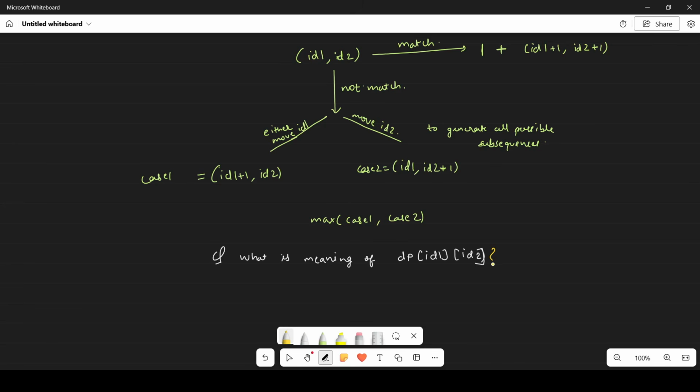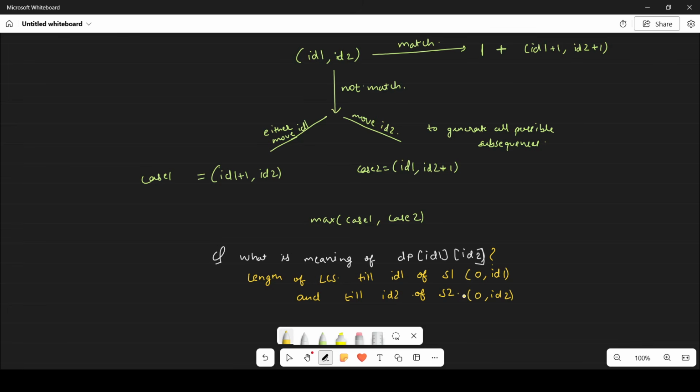So the meaning of this is, it is denoting the length of LCS till id1 of s1 and till id2 of s2. It is easily seen. Or you can say it is denoting the length of LCS in string s1 from 0 to id1 and in string s2 from 0 to id2. I hope you understand the meaning of dp[id1][id2].